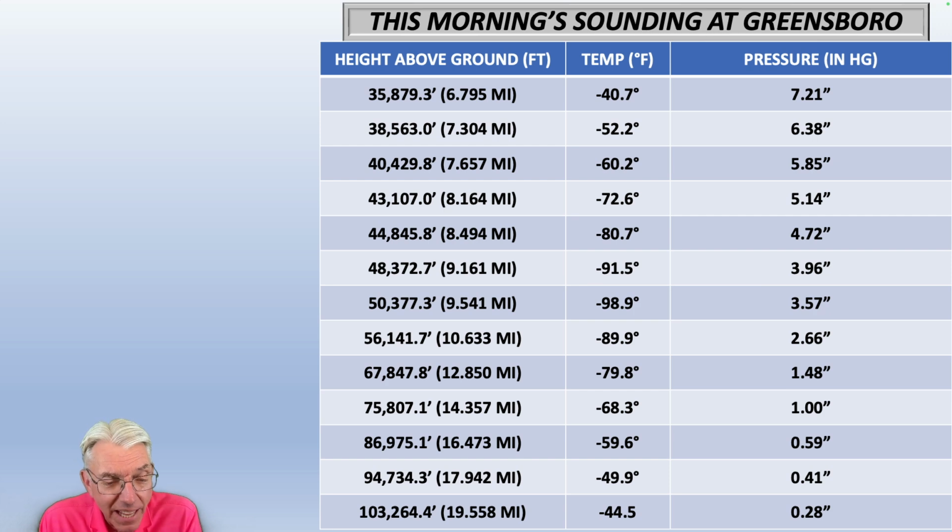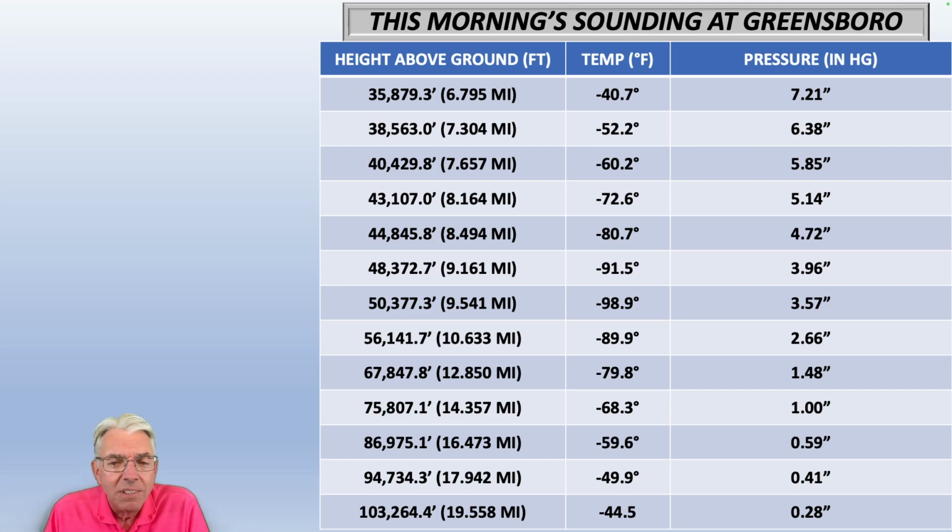Just divide that by 10, and that's what your pressure is up there. Then notice that as we go higher, the temperature begins to increase with height, and by the time we get to the highest level the weather balloon was capable of observing data today, it was 103,264.4 feet above ground level, or about 19.5 miles, and the temperature had warmed from minus 98.9 to minus 44.5. And the pressure at that altitude, 0.28 inches of mercury, okay? So not a lot of air once you get up to 103,000 feet.